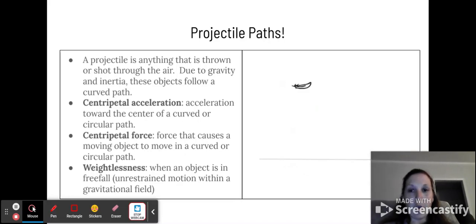Our last term to know is weightlessness. When an object is in free fall, in unrestrained motion within the gravitational field, that's when it experiences weightlessness. If you think about NASA training, you have the zero gravity airplane that takes you straight up and then straight back down, where you experience weightlessness and no gravity because you are actually in free fall.